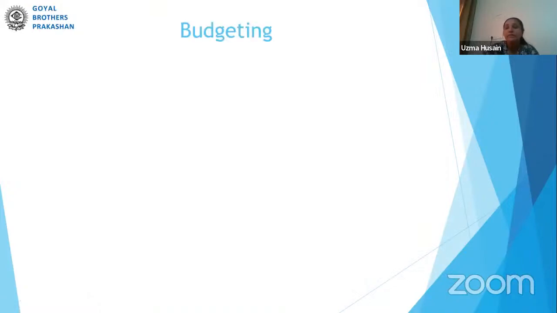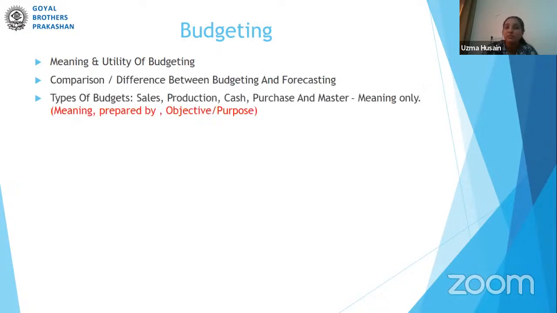Now here I have divided the chapters in a manner where we will see the budgeting chapter first. So when we talk about budgeting, what all has the council asked us to look into? The first thing is meaning and utility of budgeting. When we talk about the meaning of budgeting, we have forecasting also coming in. When you are revising, there is now no question of teaching children.